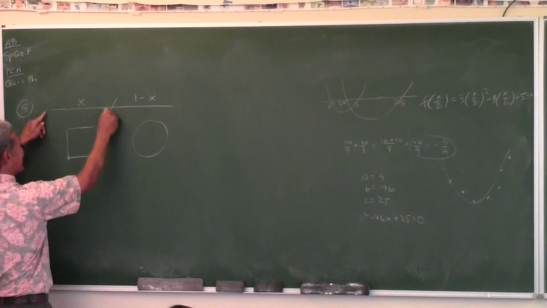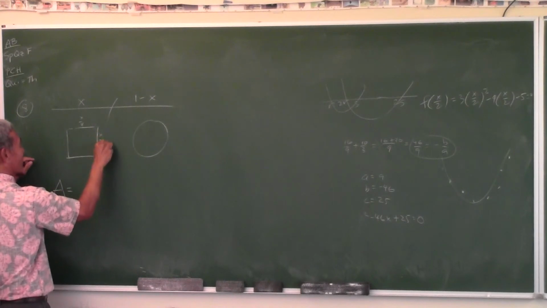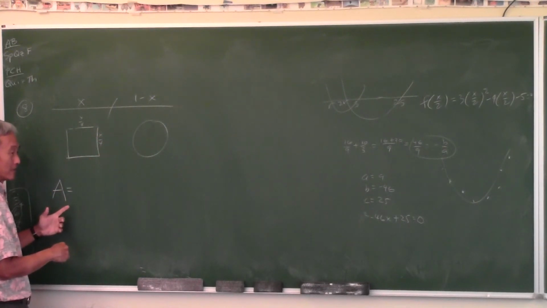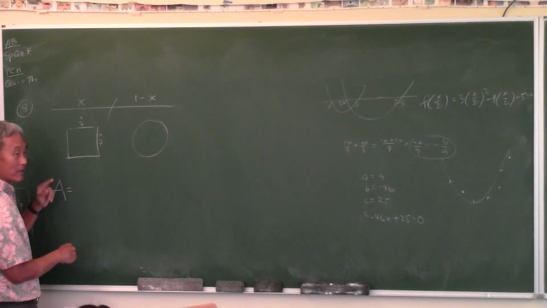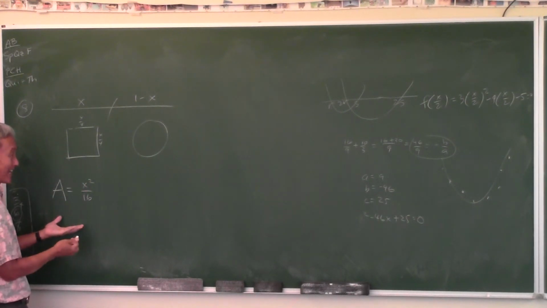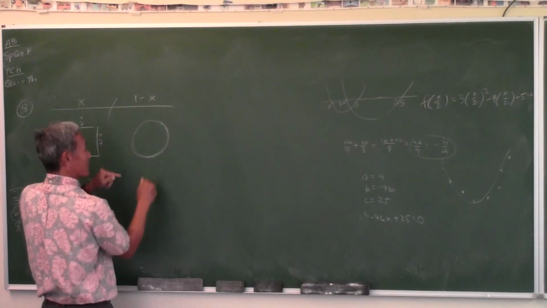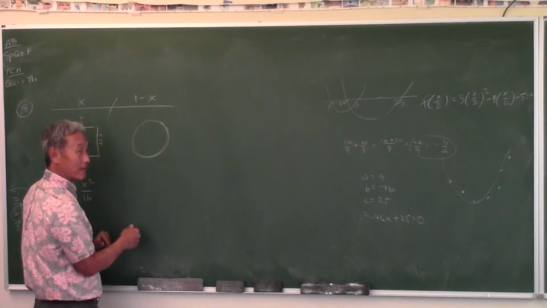Well, if this is x and that's the perimeter, wouldn't this be x over 4 then? Can you guys do that? So therefore, what's the area of the square then? x squared over 16. You guys at least got that, right? Yep. Okay, so this one, the circumference of the circle is 1 minus x. Can you figure out the area?